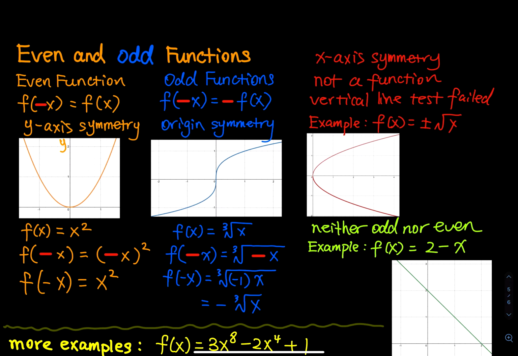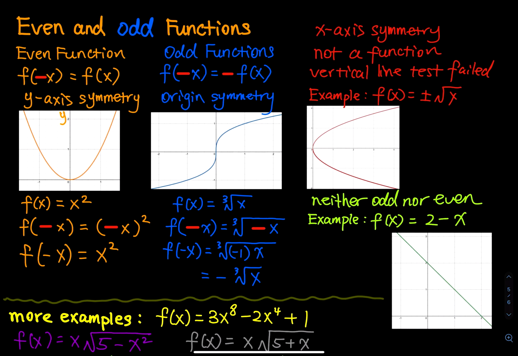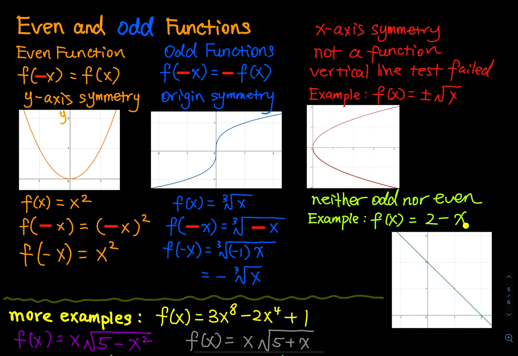Is a function always odd or even? The answer is no. Sometimes it is neither odd nor even. The perfect example is f of x equals 2 minus x. It's a straight line that is neither odd nor even. If you replace x with negative x, you have 2 minus negative x, which is 2 plus x. So there is nothing else you can do like here or here.